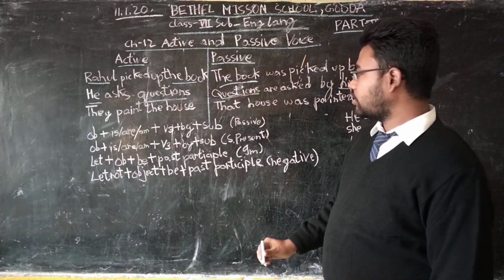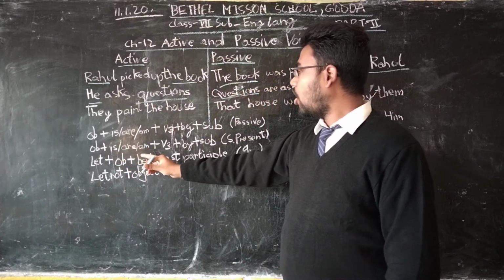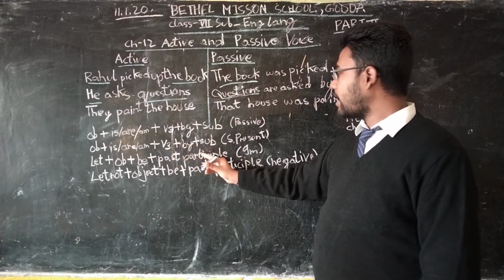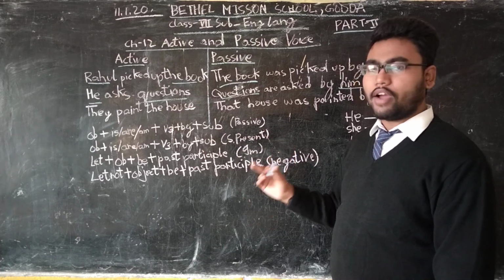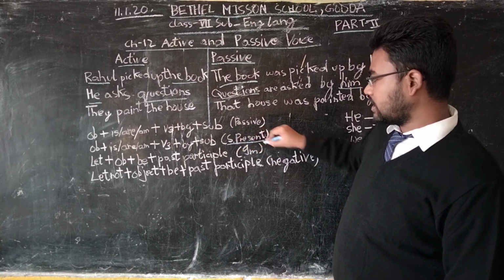Another formula I would like to give. Object plus is or are or am plus V3 plus by plus subject is equal to passive voice. But this formula you have to use only in simple present sentences.